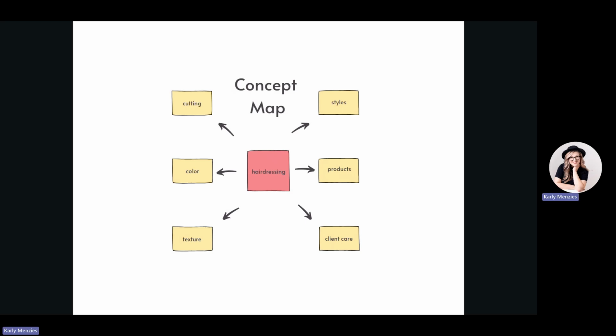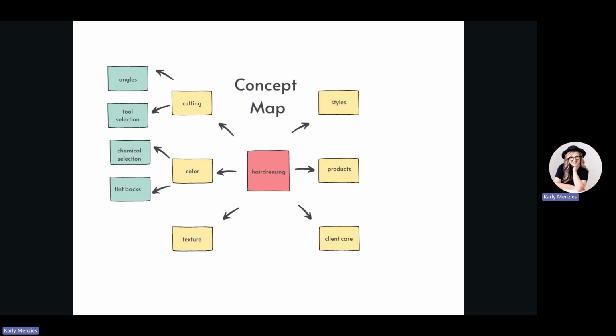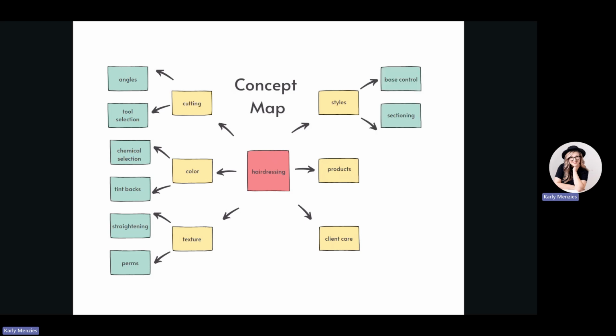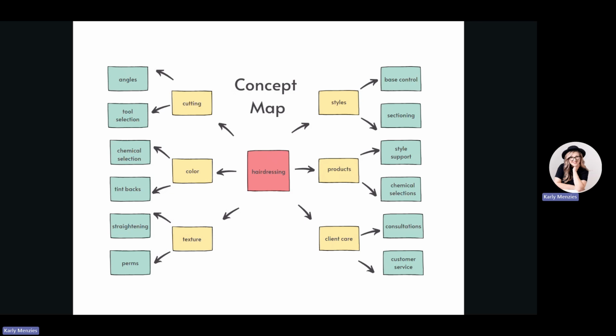Within those 6 areas to study, there may be separate subcategories for our students to study. For hair cutting, they may want to take a closer look at angles and tool selection. For hair color, chemical selection and tint backs. For texture, straightening and perms. For styles, base control and sectioning. For products, style support or chemical selections. And for client care, consultations and customer service.